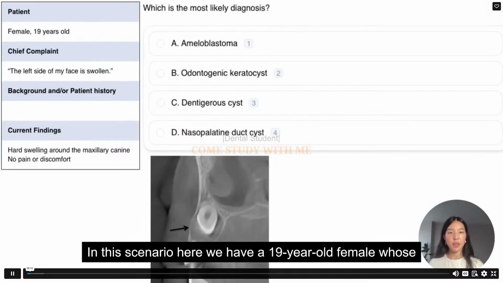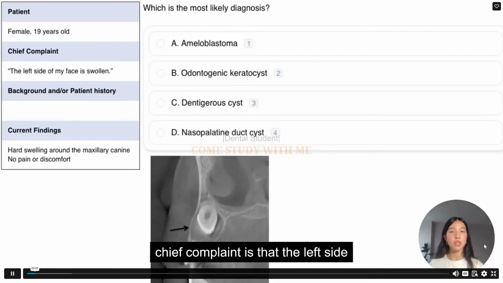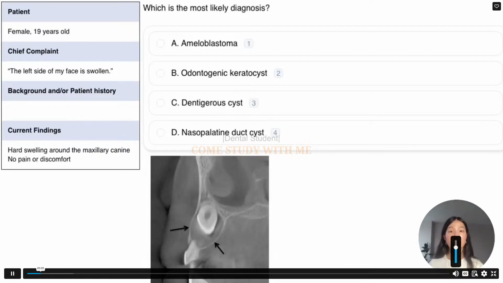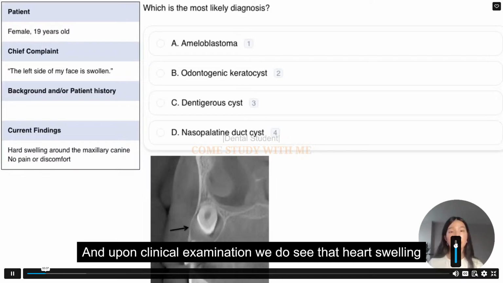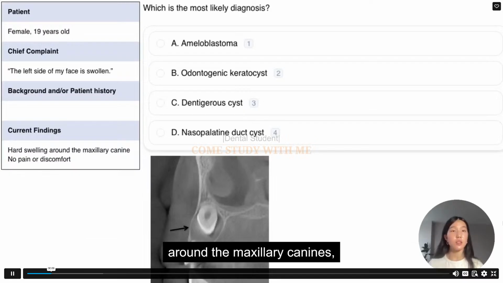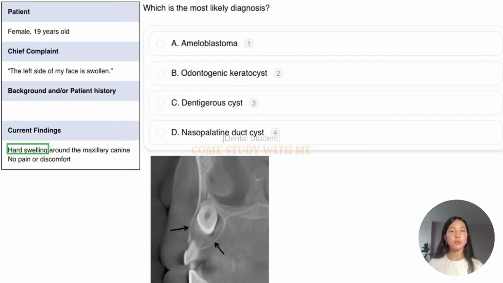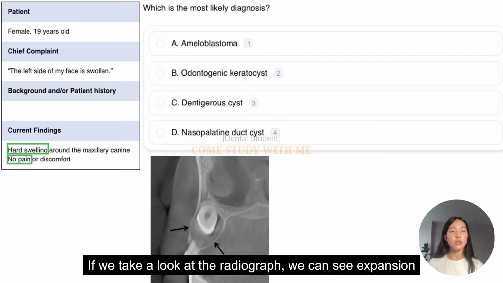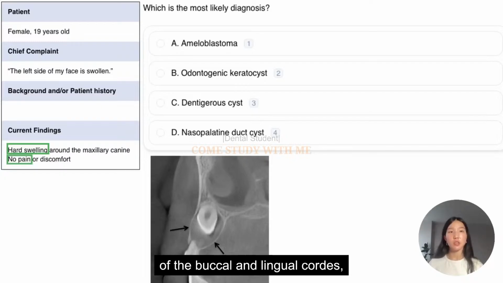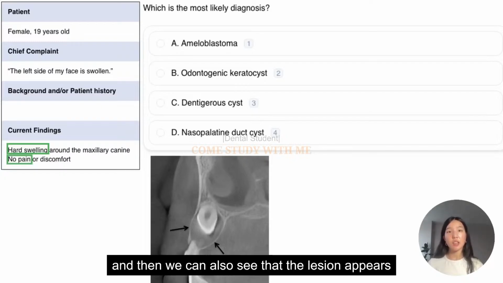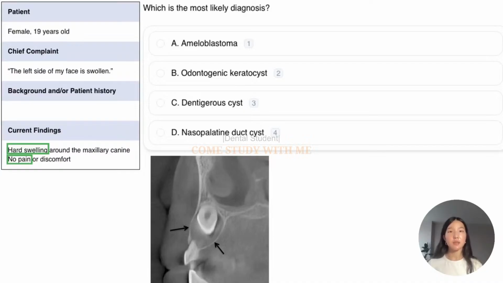In this scenario here, we have a 19-year-old female whose chief complaint is that the left side of her face is swelling. And upon clinical examination, we do see hard swelling around the maxillary canines, but the patient isn't experiencing any pain or discomfort. If we take a look at the radiograph, we can see expansion of the buccal and lingual cortices, which would explain the swelling, and then we can also see that the lesion appears to be radiolucent, so this might indicate that it's some type of cyst.